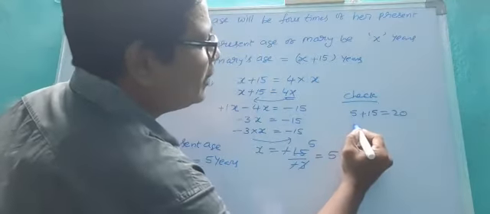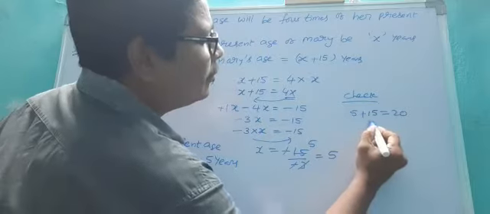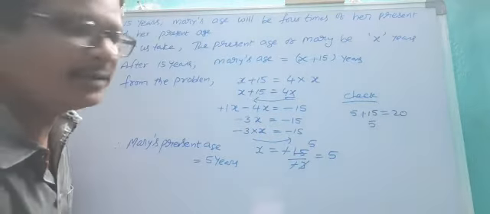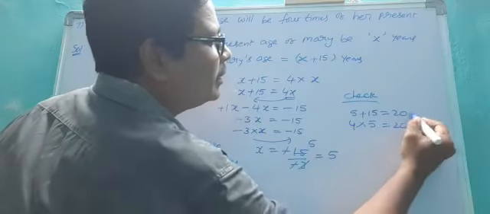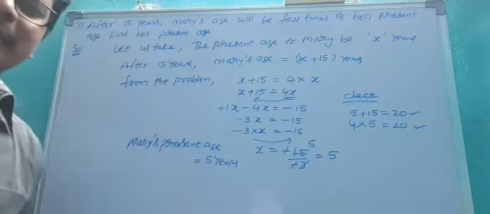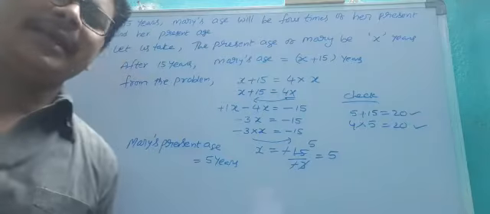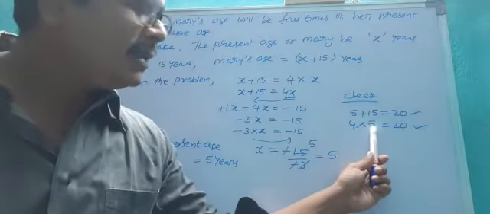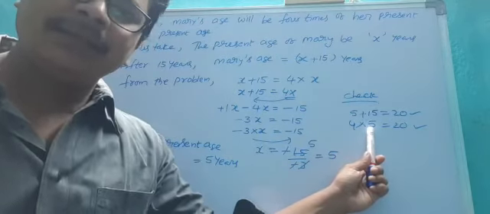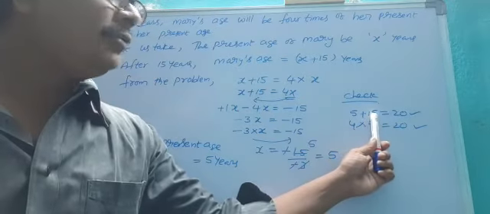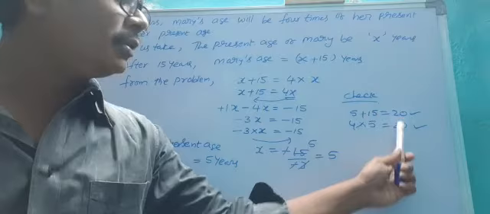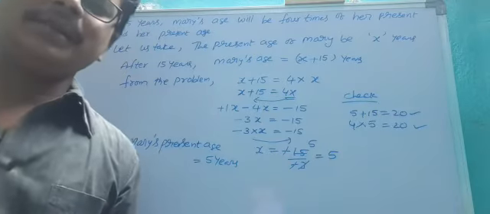That means the present age of Mary is 5 years. 4 times 5 equals how much? 20. Both are equal. So our answer is absolutely right. The present age of Mary is 5 years. 4 times 5 means 20. And 5 plus 15 years, her age is 20. Both are equal, so our answer is absolutely right.